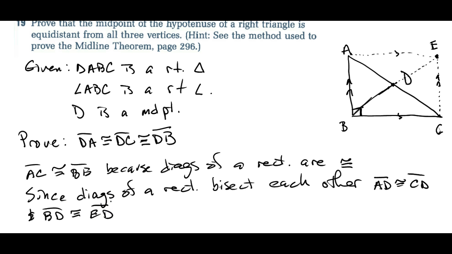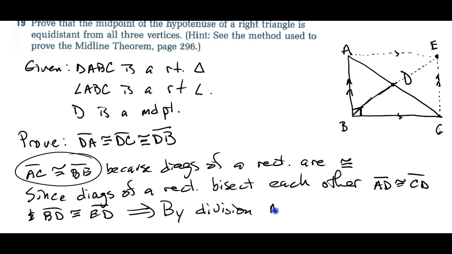And by the multiplication property, actually by the division property, since AC and BE are congruent, then their smaller pieces are too. So by division, I know that all these pieces are congruent. AD is congruent to CD, is congruent to BD, is congruent to ED.